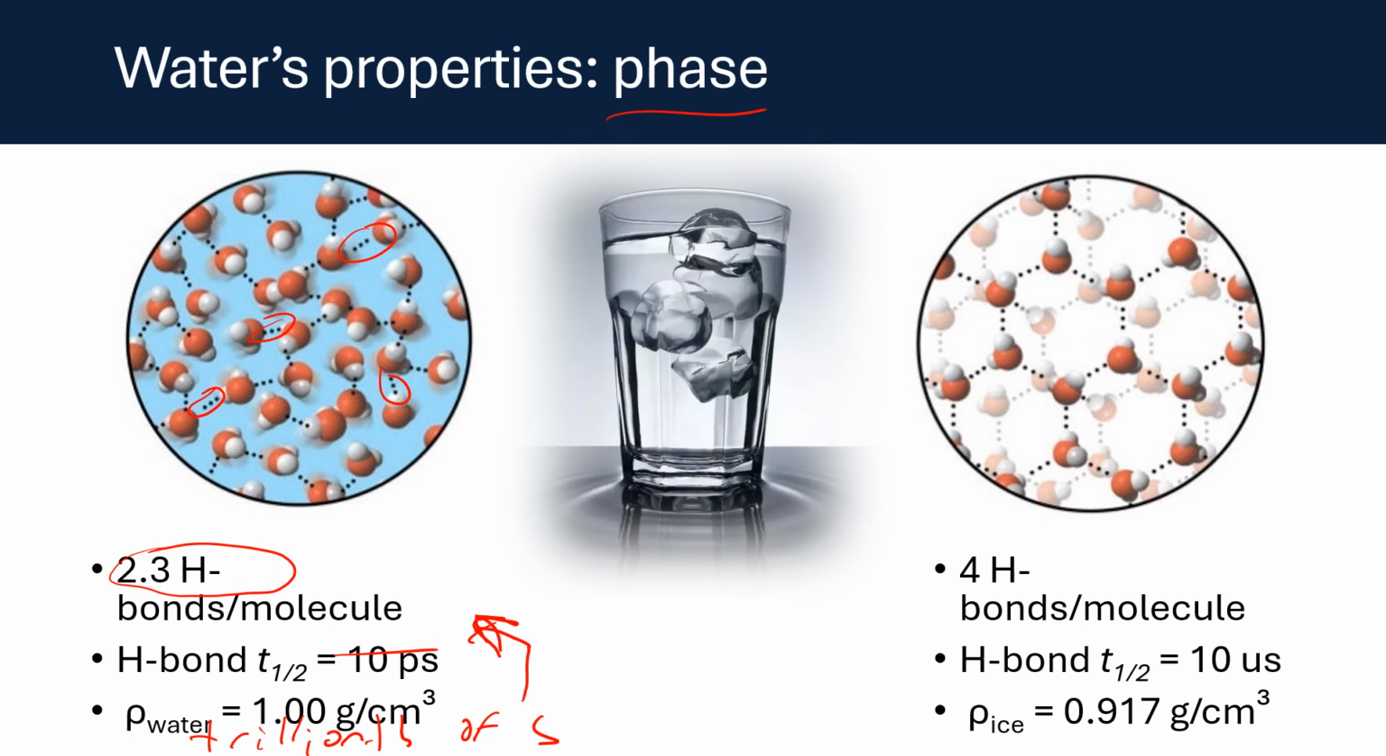This changes as we progress from liquid to solid. In ice, the lower temperature causes molecular tumblings to slow down, and as a result, the hydrogen bond's half-life is going to increase from 10 picoseconds to 10 microseconds. That's a millionth of a second. Now that's quite fast, between you and me, but compared to a trillionth, that's a million times slower.